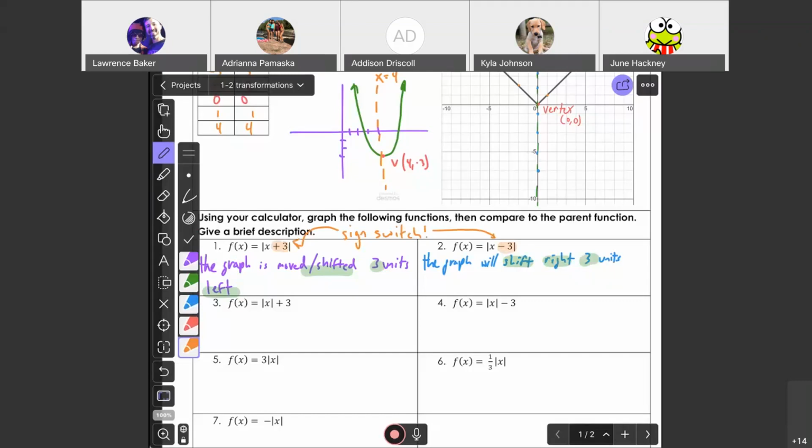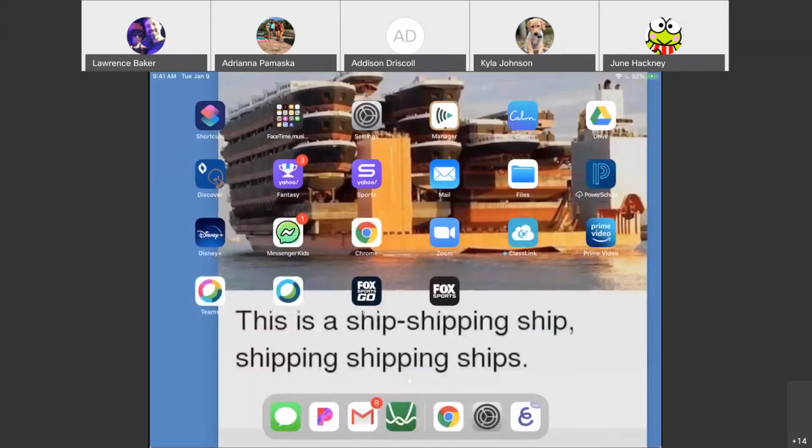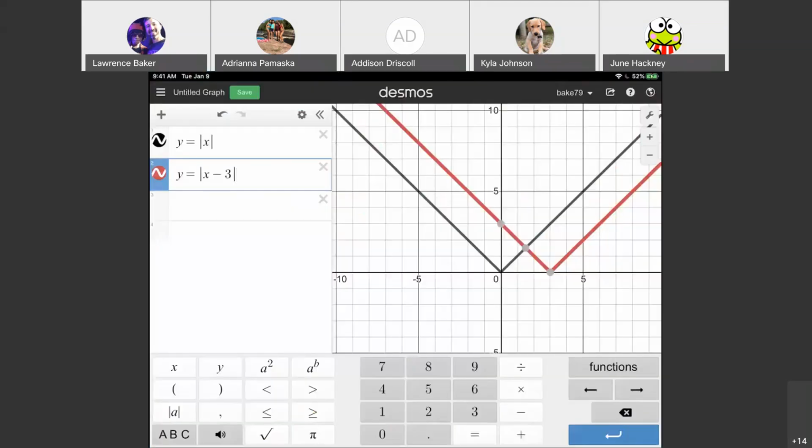Jake, what if we change it to the +3 outside of the function? What's that going to do? What do you think? Give me a second. I'm trying to find... Oh shoot.